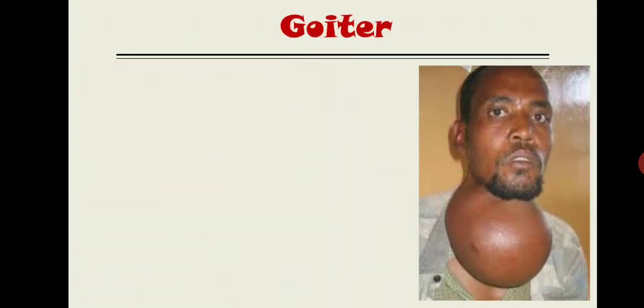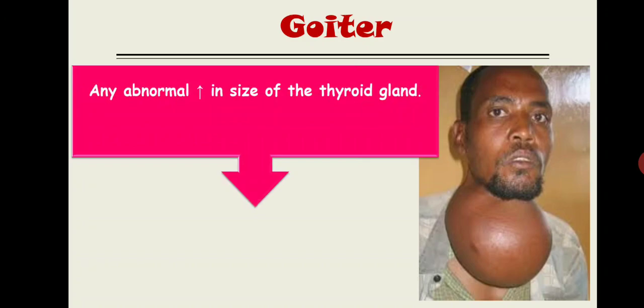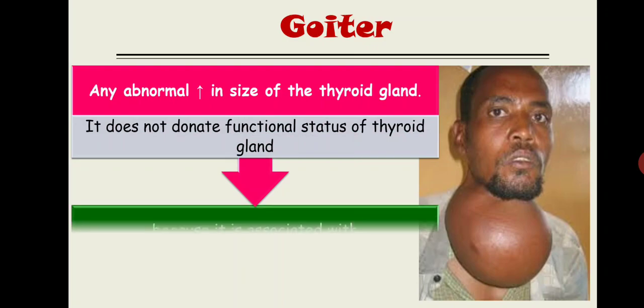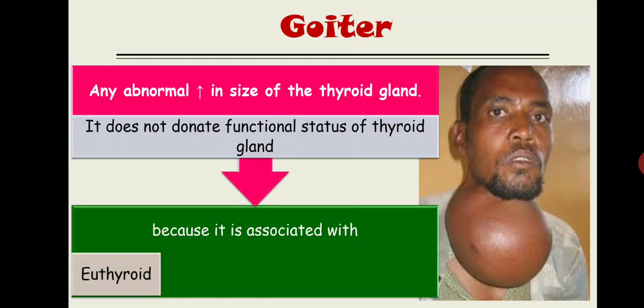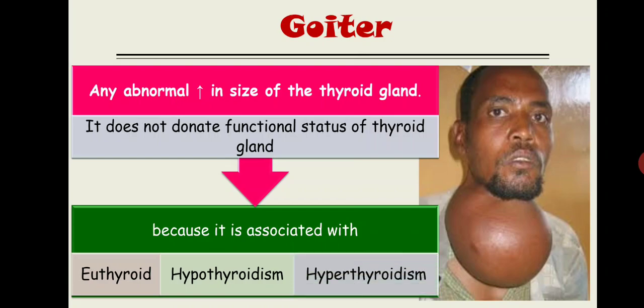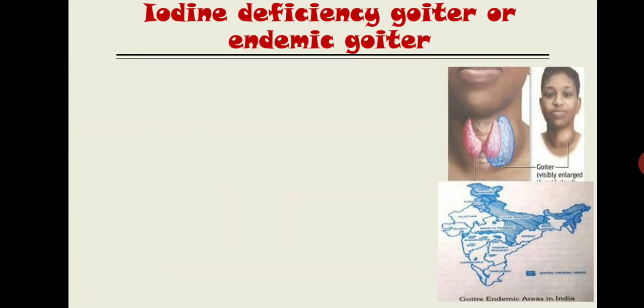Now the goiter. Any abnormal increase in the size of the thyroid gland is known as a goiter, but it does not specifically denote the functional status of the thyroid gland, because it is associated with euthyroid, normal thyroid hormone level; hypothyroidism, decreased thyroid hormone level; and increased thyroid hormone level, thyrotoxicosis, hyperthyroidism, right? But most of the time goiter is present due to hypothyroidism. The goiter associated with hypothyroidism is known as endemic goiter, or iodine deficiency goiter.